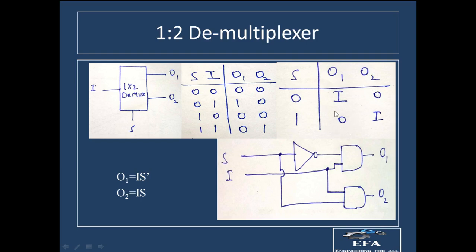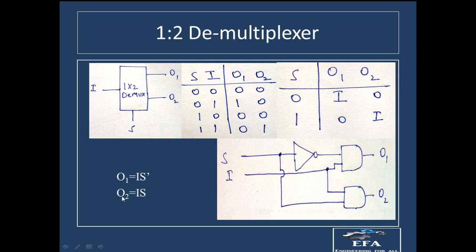So this is another method of drawing the truth table. When we have to guess the Boolean expression, we can say that O1 will have the information when s equal to 0, that is, s complement is there. So in that case I into s complement will be equal to O1.